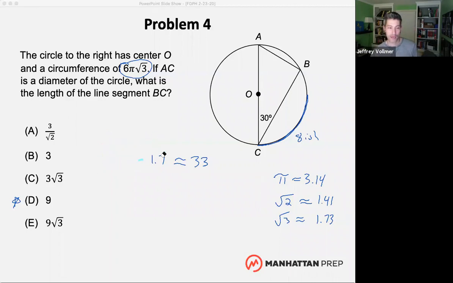Let's think about that. What's 3 divided by root 2? Think about that. 3 divided by 1.4? I don't know. 1.4 goes into 3 about 2 times. That's way too small. That's way too short, right? I'm looking for something 2 or 3 times as big. What's 3 root 3? It's good to have these kind of estimations on hand. 3 times something less than 2 is less than 6. This is about 5. It seems like it's going to come up a little short. 9 looks about right. What's 9 root 3?